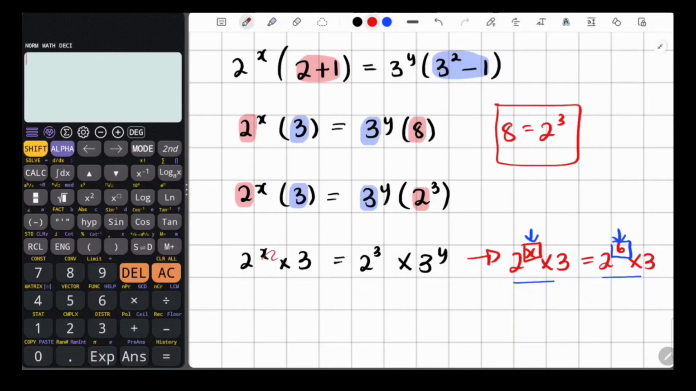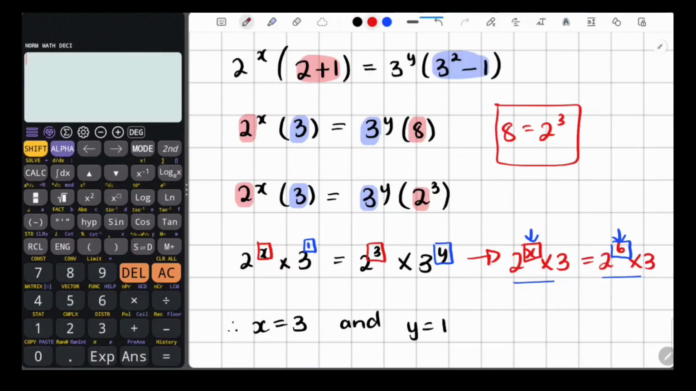Look at the fact that we have 2 to the power of an x, but over here we have 2 to the power of 3. So it means that because all our bases are the same, we have a base of 2 and 3 and they're being multiplied by each other, it means that x is equal to 3. And here we have 3 to the power of an invisible 1. And here 3 to the power of y. And they're being multiplied, you see. So it means that y is equal to 1.